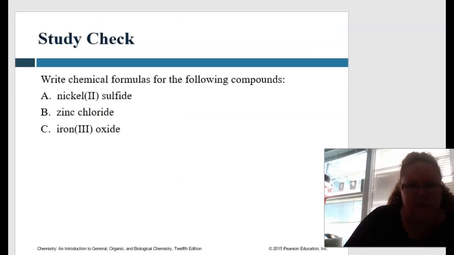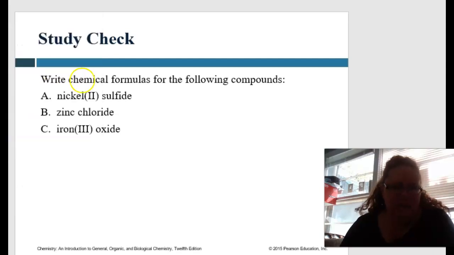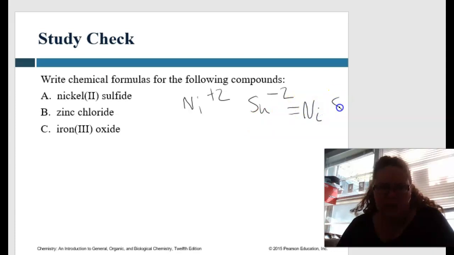And so here's another one that you guys can write and practice. All right, good job. Okay, so to figure these guys out, we are going to use that handy dandy little chart, right? But remember that nickel has a +2 and sulfur has a -2. So then that would just be a 1-to-1. So then the chemical formula for that would be nickel sulfide. Okay, so that one was pretty easy.